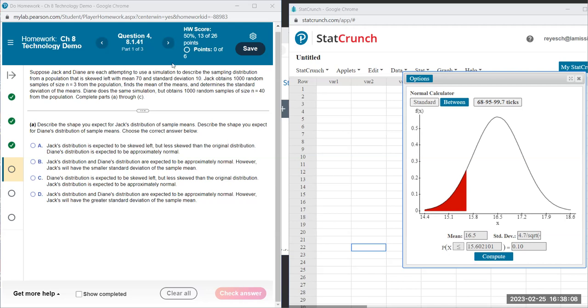You'll probably get something better than just one sample. So Jack's is probably going to be still skewed left because the sample size is still small, but maybe a little bit less than the original. So he'll slightly get better, but only Diane's is expected to be normal because she met the requirement.